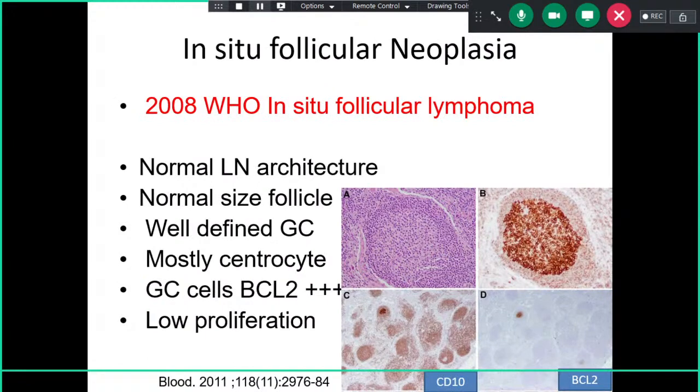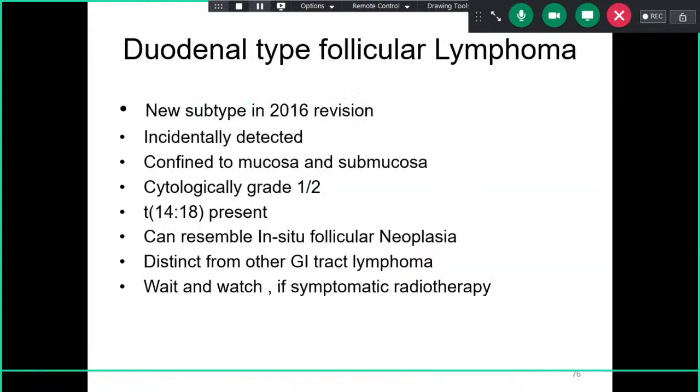Next comes in situ neoplasia, which is a precursor. You find inside the whole section only a single follicle BCL2 positive, like you can see here. So in future it may progress to a neoplasia, like carcinoma in situ. So this is in situ follicular neoplasia.